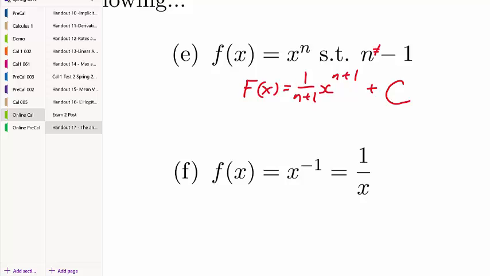And so if any of these seem mysterious, I encourage you to pause the video right now and take the derivative of each of these antiderivatives to make sure that you do in fact get the original problem back.